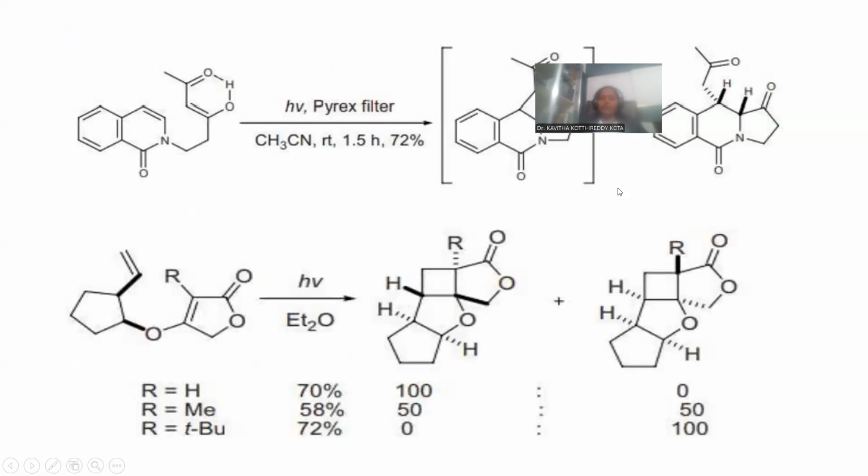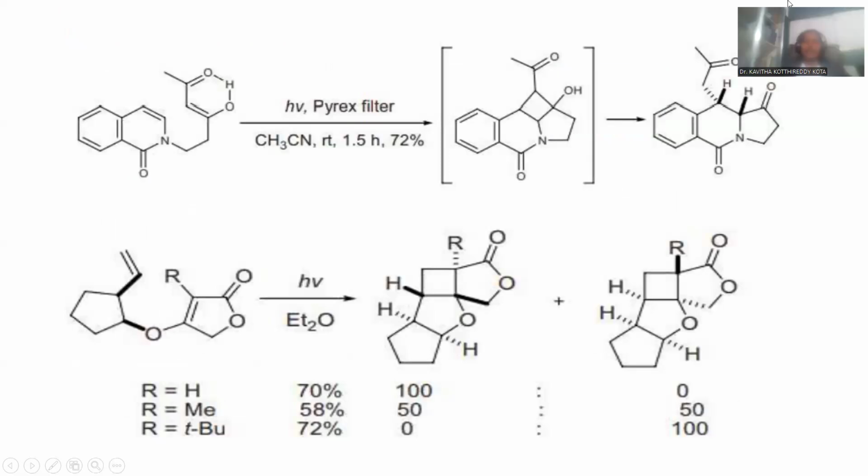The same reaction will be proceeded with various examples. I am taking an isoquinoline derivative over there. H nu conditions and Pyrex filter are added over there. Acetonitrile could be the solvent medium at room temperature. A 1.5 hour time duration is taken for this reaction. So whenever this is the case, here you can notice the enolic form and ketonic form of this carbonyl compound. These are the essential functionalities for our reaction.